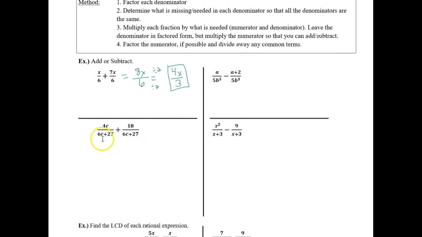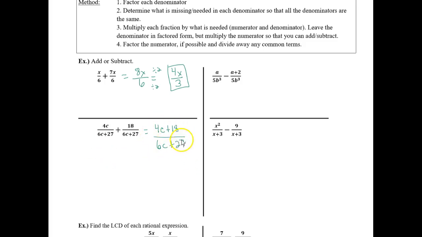Same thing here. They already have a common denominator of 6c plus 27. We add the numerators. Now be careful. This is 4c plus 18. They are not like terms. So we can add them into the same fraction, but we can't actually add them. They're not like, so they cannot be added together.